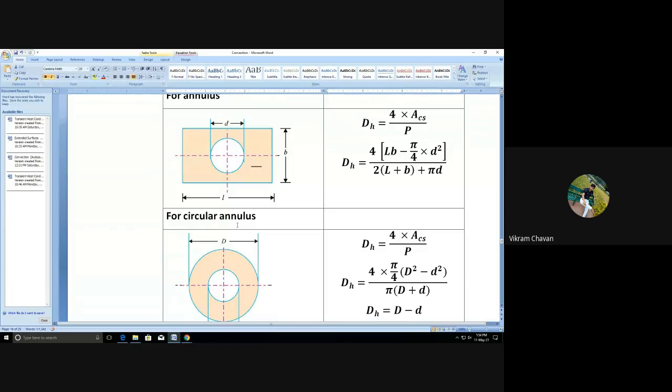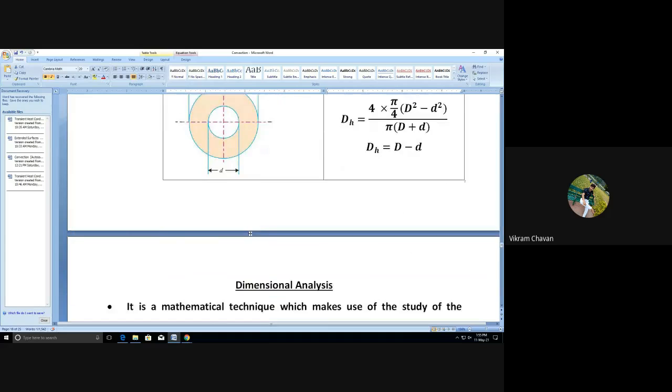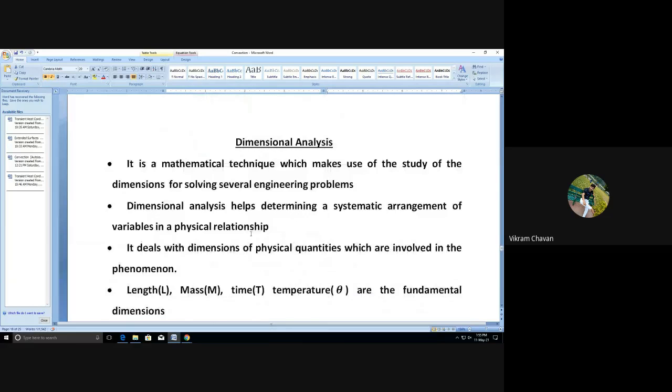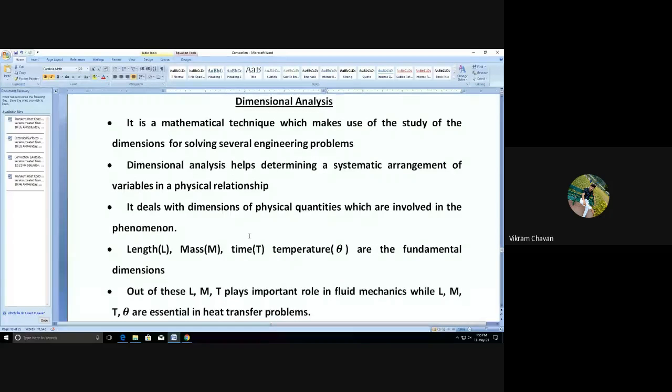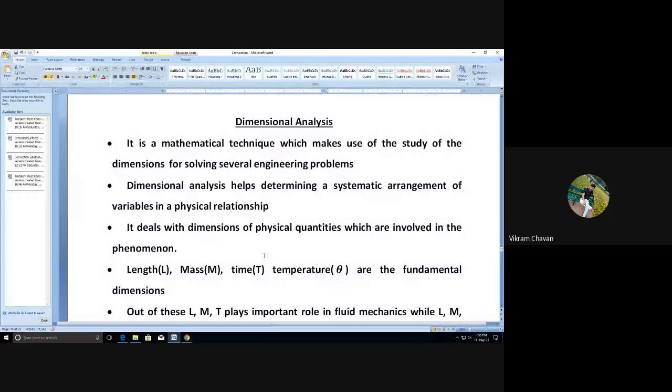Have you written all the examples, all the figures and equations? So then we'll move ahead to the next point, dimensional analysis. Okay, an important point from this chapter, dimensional analysis. So give the heading.